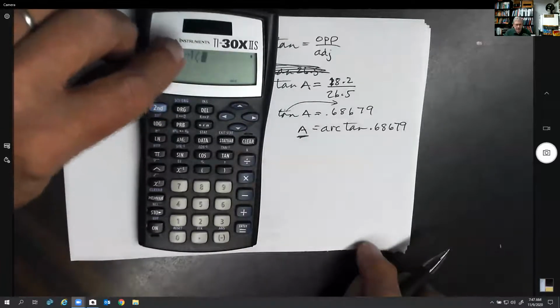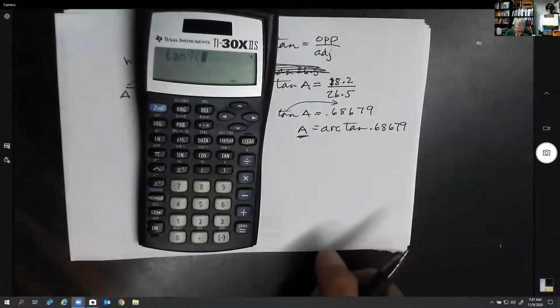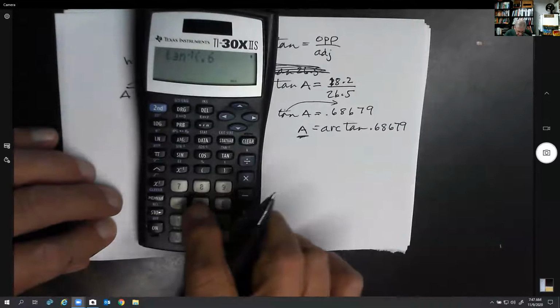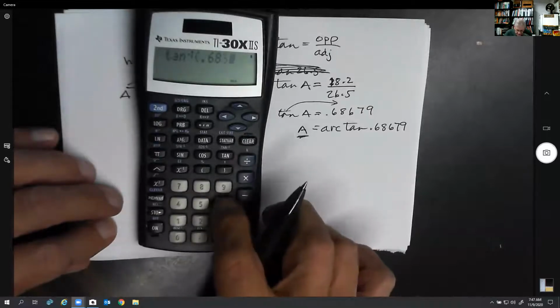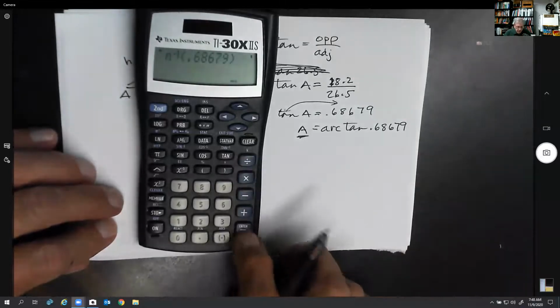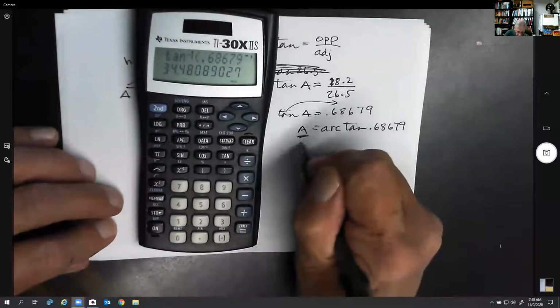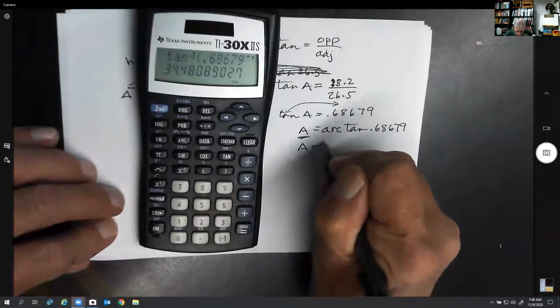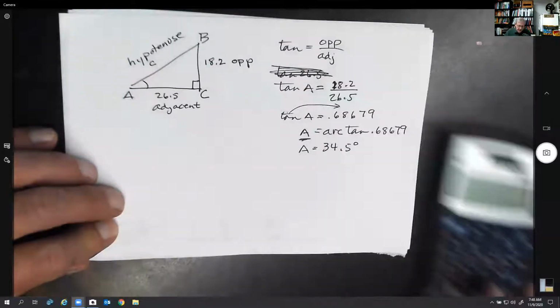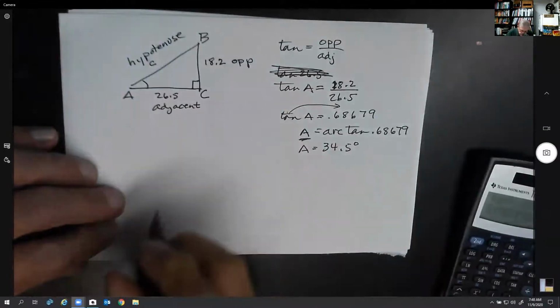And I have a little funny thing up there. That means you're looking for an angle. Arctan of 0.68679 equals 34.48. So we rounded off to 34.5 degrees. And there's our angle right here.